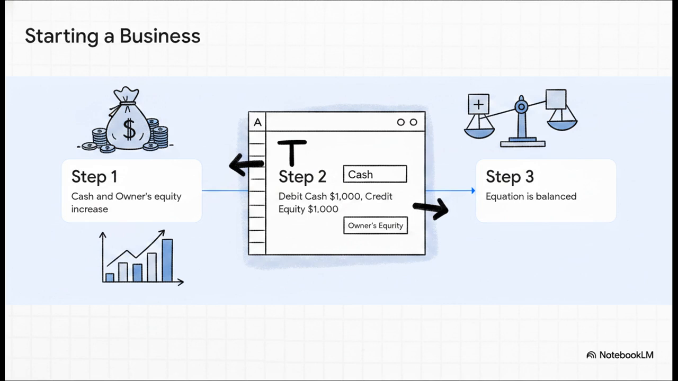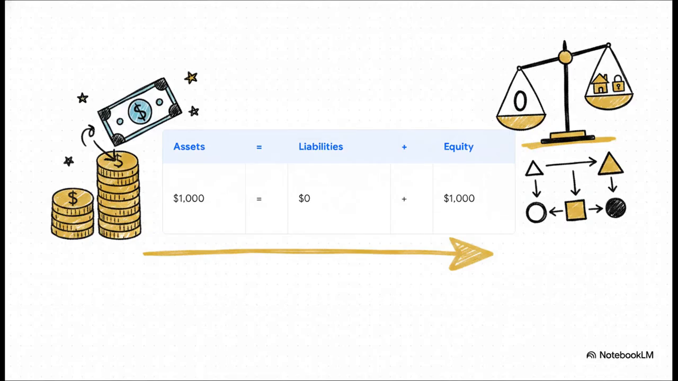Step 3, we check the master equation. And look at that. On the left side, under assets, we have our $1,000 cash. On the right side, we have $0 in liabilities because, well, we haven't borrowed any money yet, plus $1,000 in equity. 1,000 equals 0 plus 1,000. Both sides are completely balanced, mathematically proving our double entry system works flawlessly.